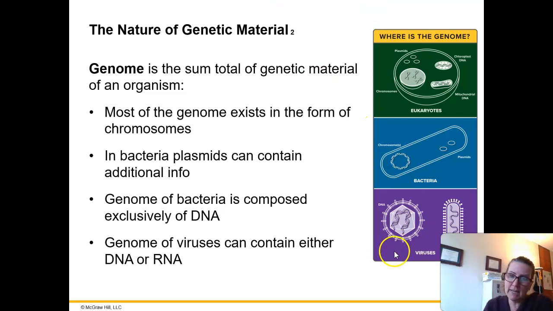So let's take a look. Lastly, if we think about the genome of viruses, we're thinking about either some small segments of DNA or small segments of RNA. So now you have an idea of these terms: genome, genes, chromosomes, circular DNA, and where you might find the genomes.